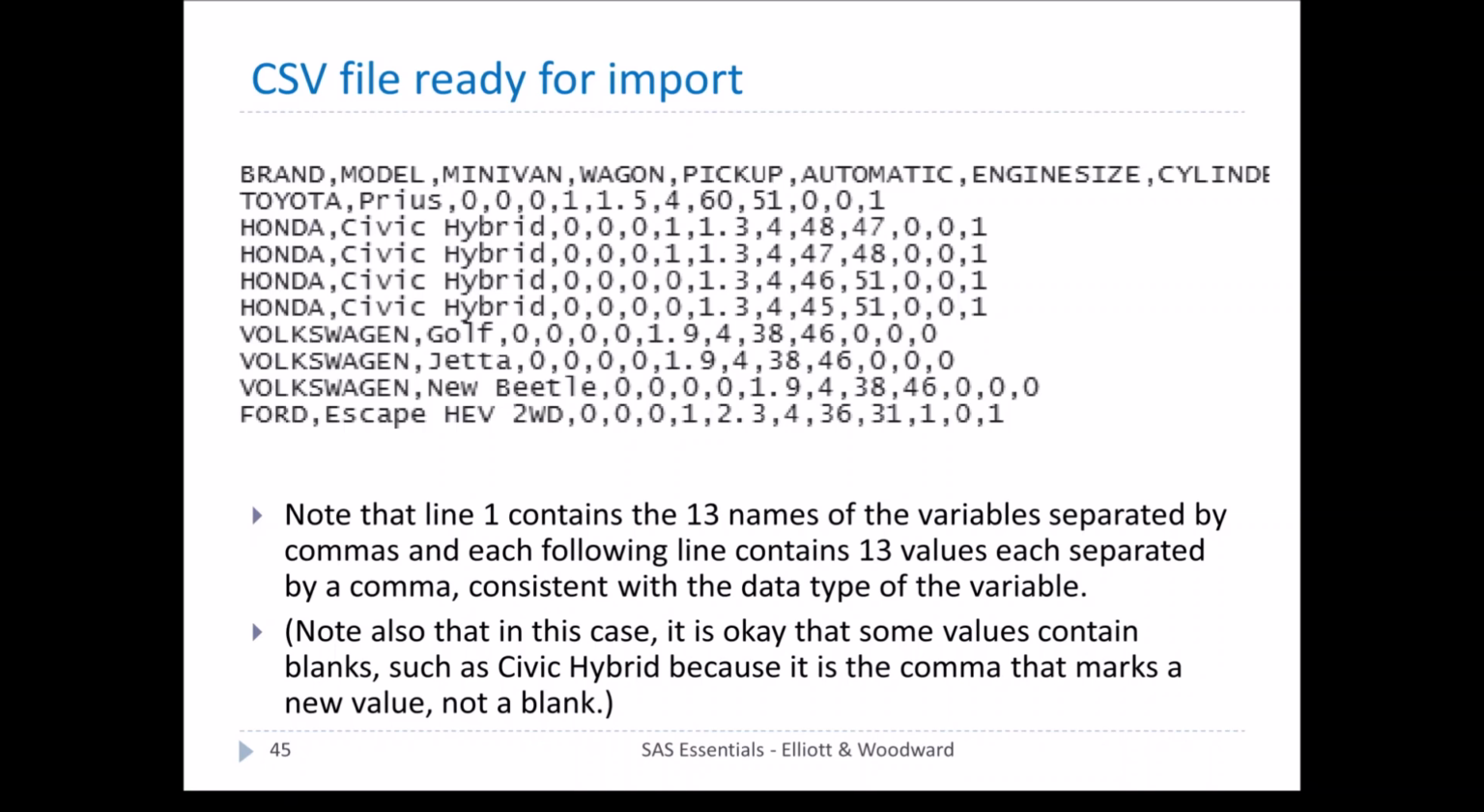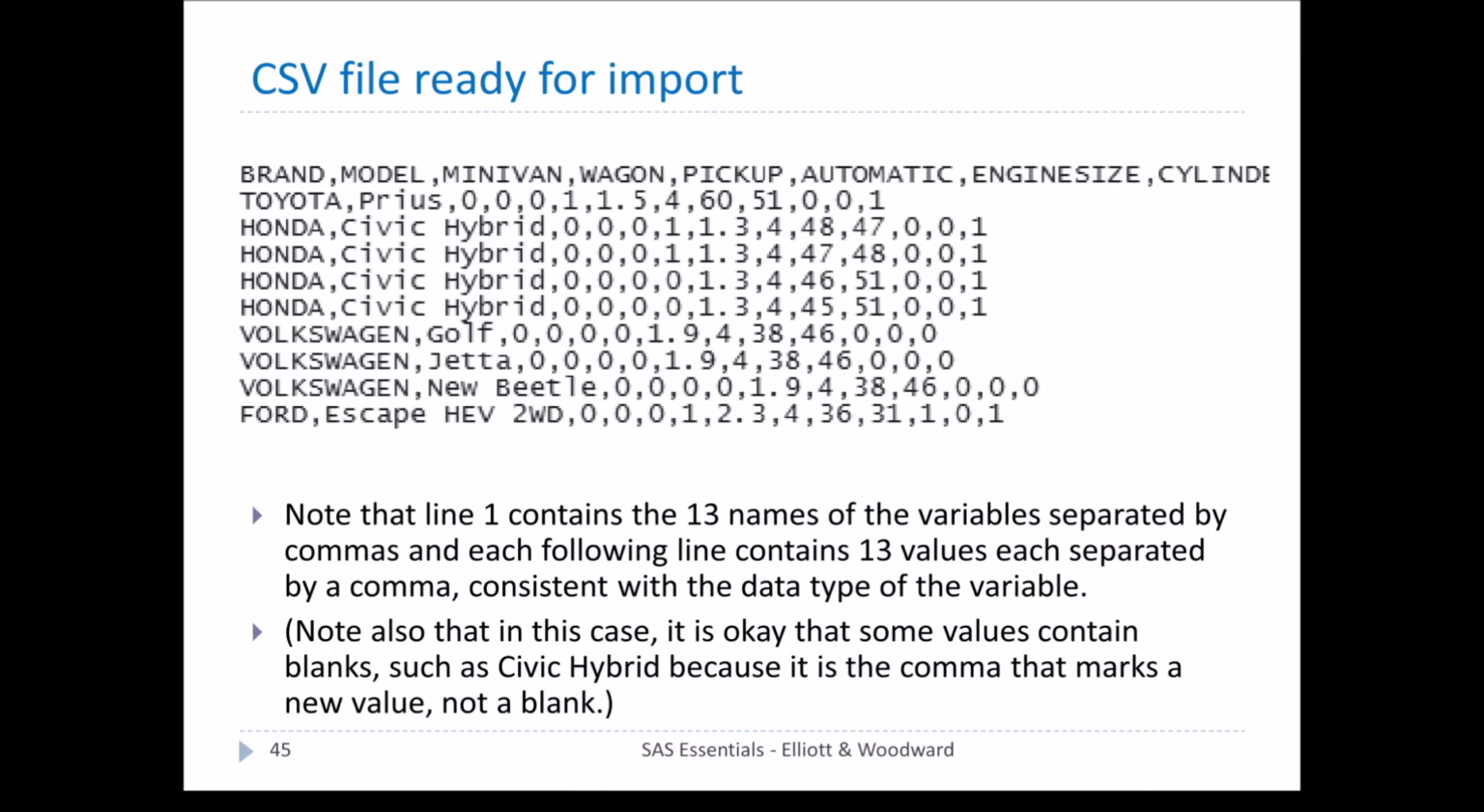Toyota is the brand, Prius is the model. Is it a minivan? 0 means no. Is it a wagon? 0 means no, and so forth. In this case, typically 0 means no, 1 means yes. So note that line 1 contains 13 names, and then every following line contains 13 values.